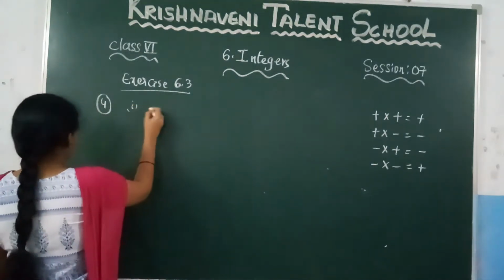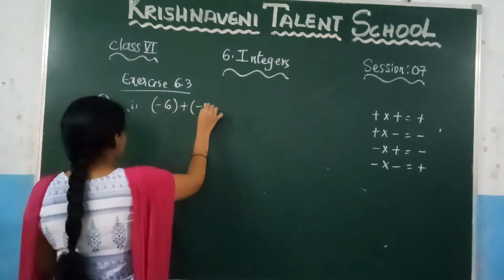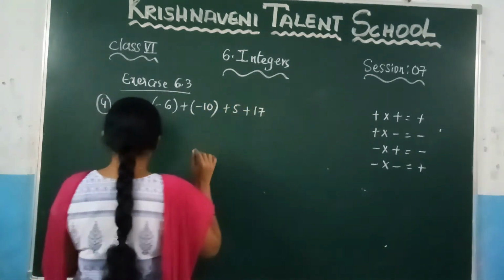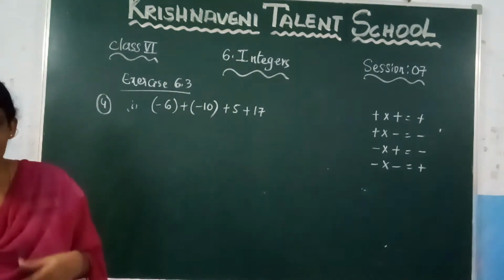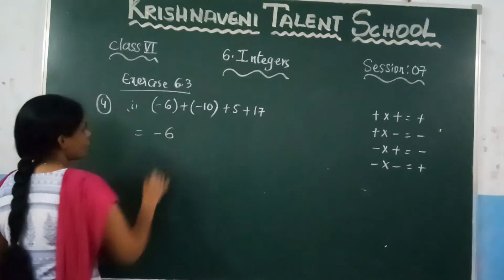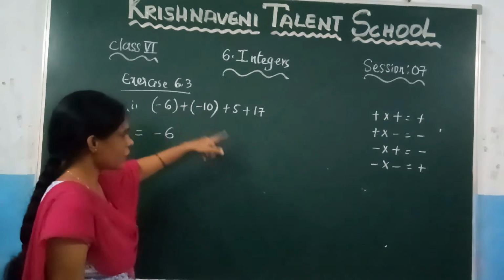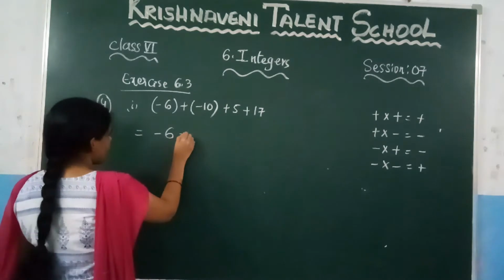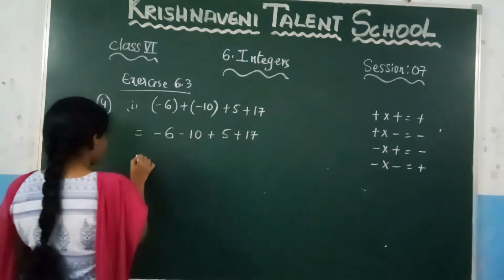Simplify the first one: minus 6 plus minus 10 plus 5 plus 17. This is the question they have given here. Now you need to simplify it. Let us see how. You can write this as minus 6. Now, what is the value of plus into minus? You know that if one is positive, plus into minus is always minus. So keep it here minus 10. What is there here? Plus 5 and plus 17.